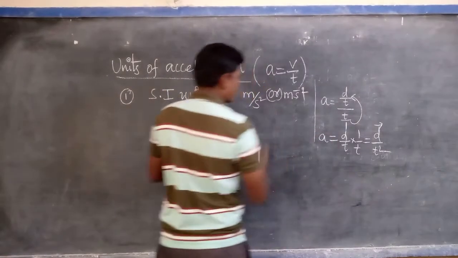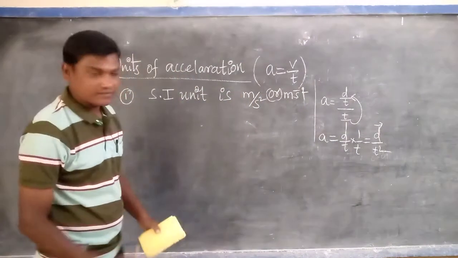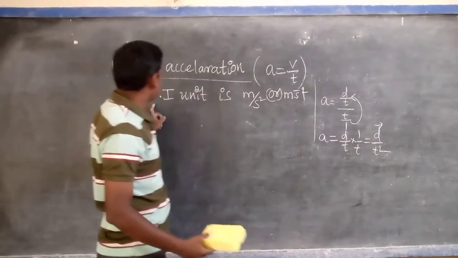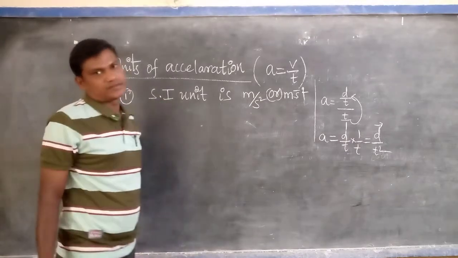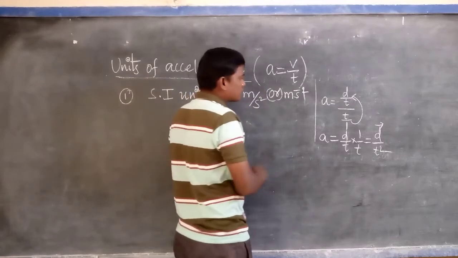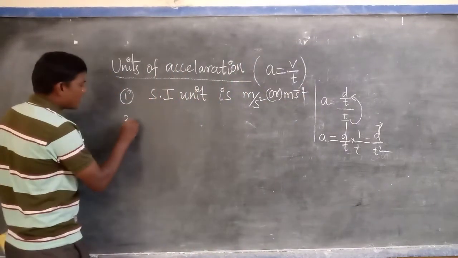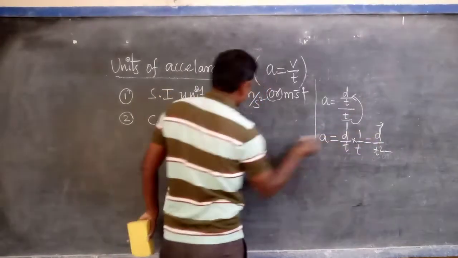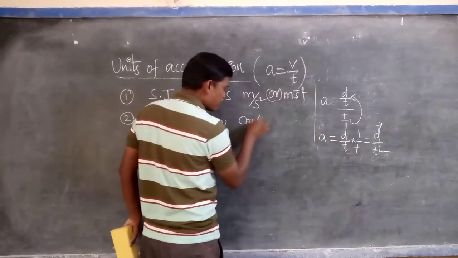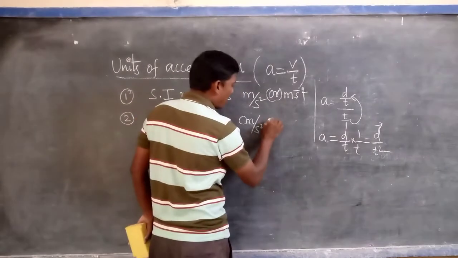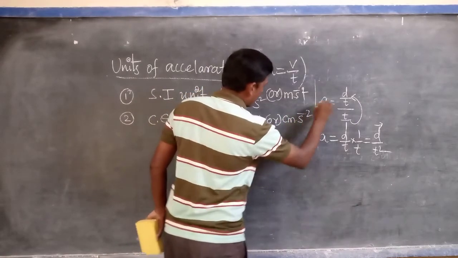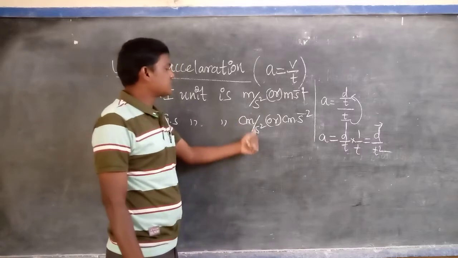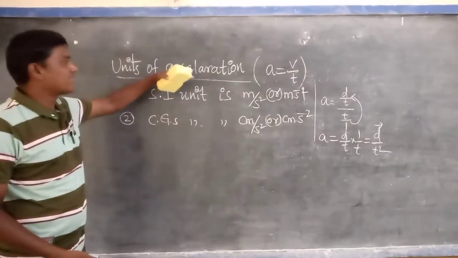Now, what is the SI unit of displacement? Meter. What is the SI unit of time? Second. But here square is there. That's why meter per second square is the SI unit. SI means system of international. This second square brings to the numerator side, meter second power minus 2. The second one is the CGS unit. According to the CGS system, displacement is measured in centimeter. Time is in every system of units second only, that's why second square. Or we should write centimeter second power minus 2. So the SI unit of acceleration is meter per second square and the CGS unit is centimeter per second square. These are the units of acceleration.